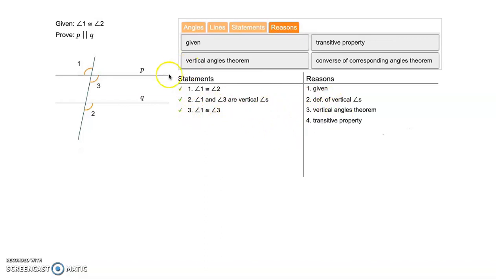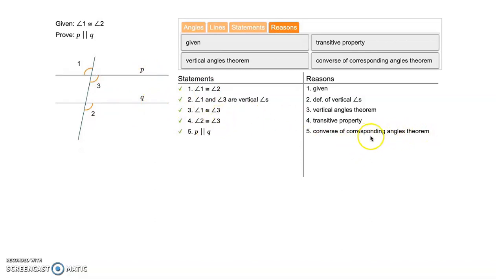Whoops, I jumped ahead. So now that we know 1 and 2 are congruent, and 1 and 3 are congruent, we're going to use the transitive property. What do we know about these angles? Well, 1 is congruent to 2, 1 is congruent to 3, therefore 2 is congruent to 3 as well. What types of angles are 2 and 3? 2 and 3 are corresponding angles, so we can prove that P is parallel to Q because of the converse of the corresponding angles theorem.